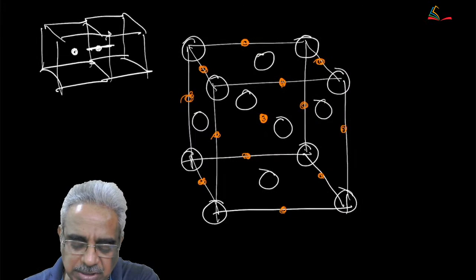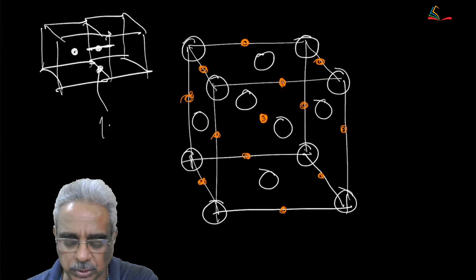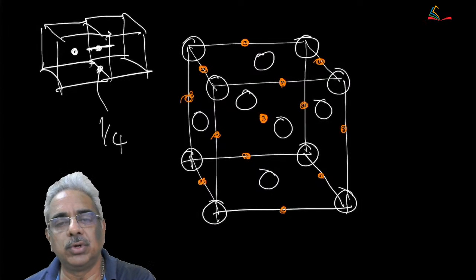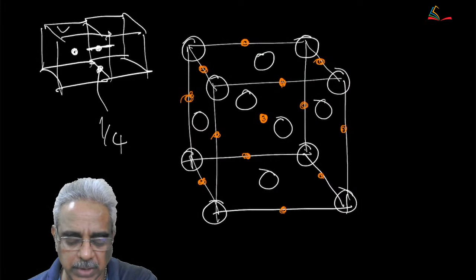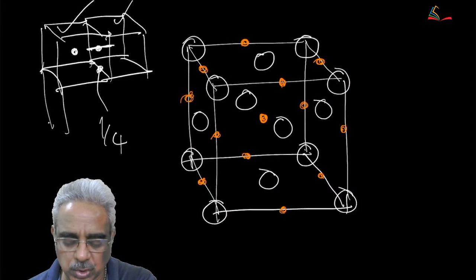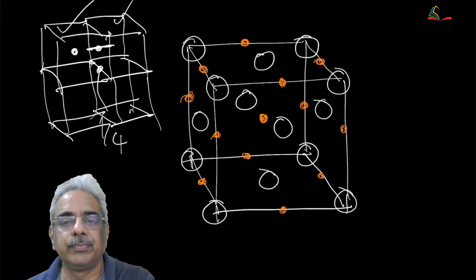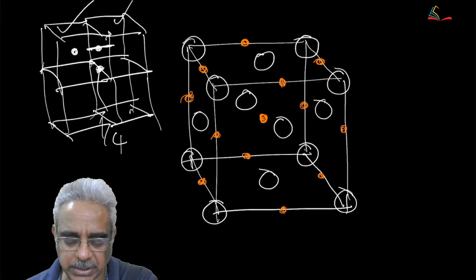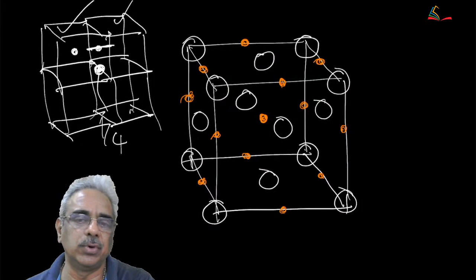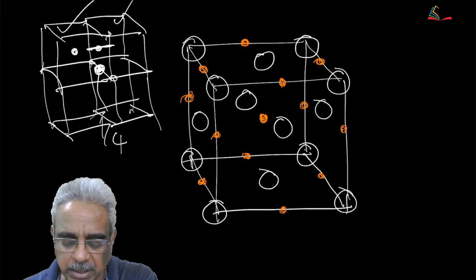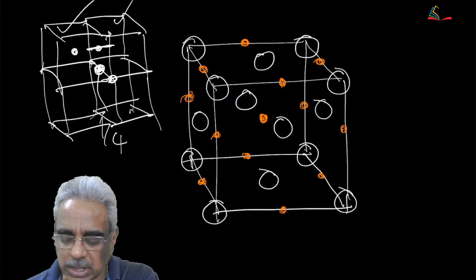Similarly, if you have any edge center atom, on the center of an edge, you have to count only 1/4, because that edge is common for 4 unit cells. How 4? The 1, 2, and below there will be again 2, like this. If you take an edge, that edge is common for 4 unit cells. You have to count only 1/4. Similarly, a corner is only 1/8.